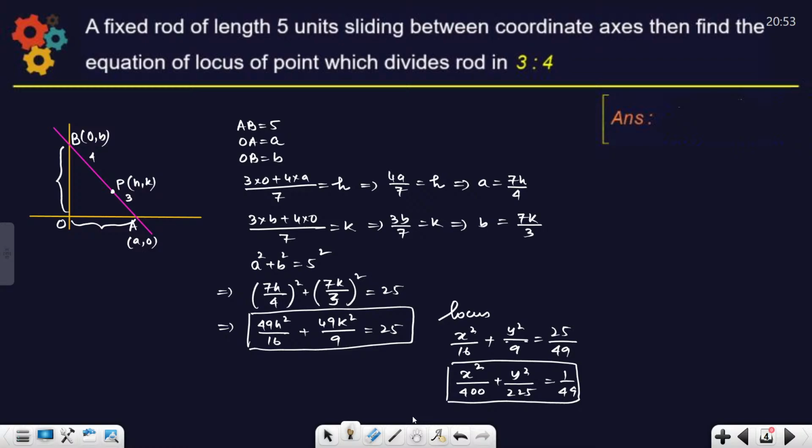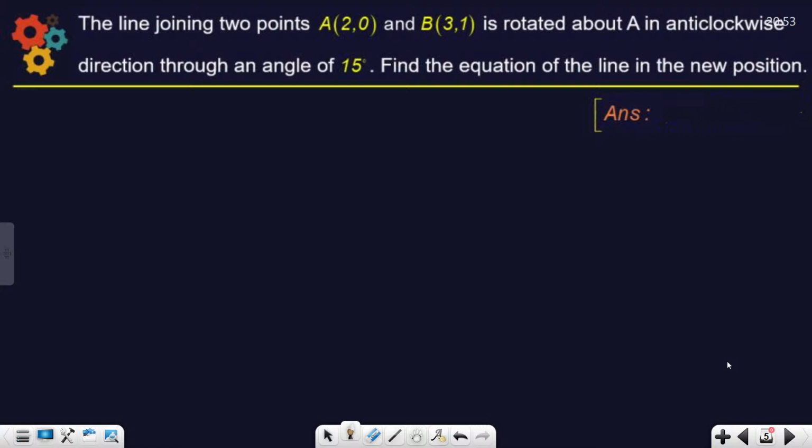Okay. Let us reveal the answer. Yes. Okay, let us move to the next problem. In this question, if you people are having any doubt, you can write in the chat section so I can answer your question.